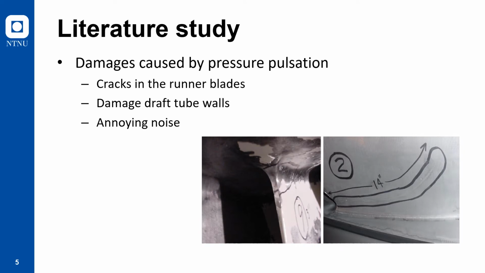If the frequency created by the rotor-stator interactions, or von Kármán, is close to the natural frequency of the runner, it might cause cracks, as you see in these pictures. In worst case, it will lead to runner failure. Pulsations made by the draft tube vortex might cause damage to the draft tube wall. Pulsations in general can also lead to a very annoying noise.